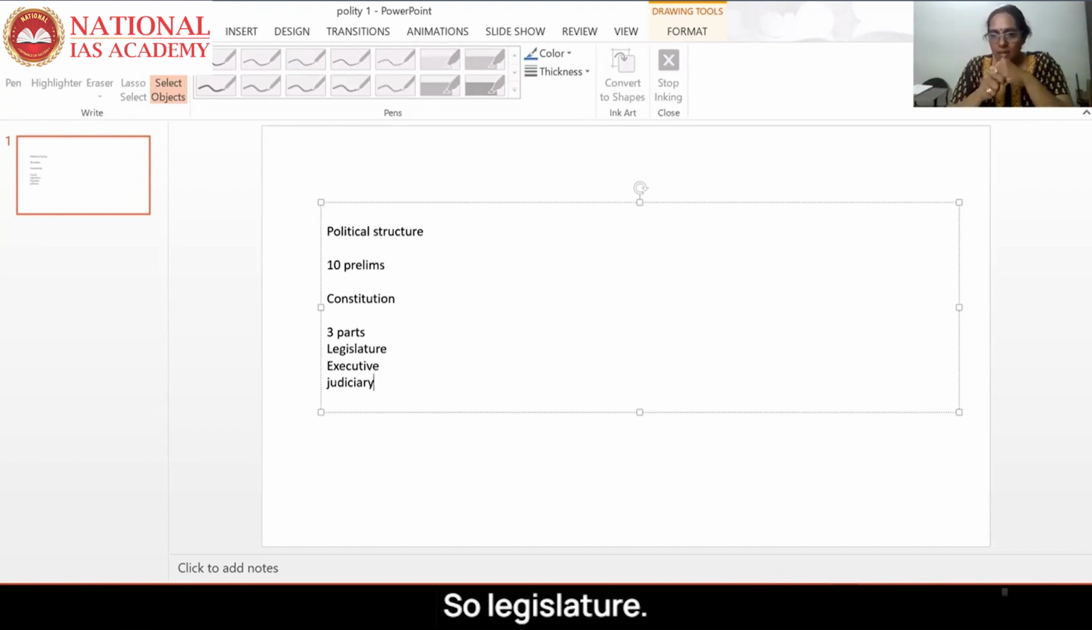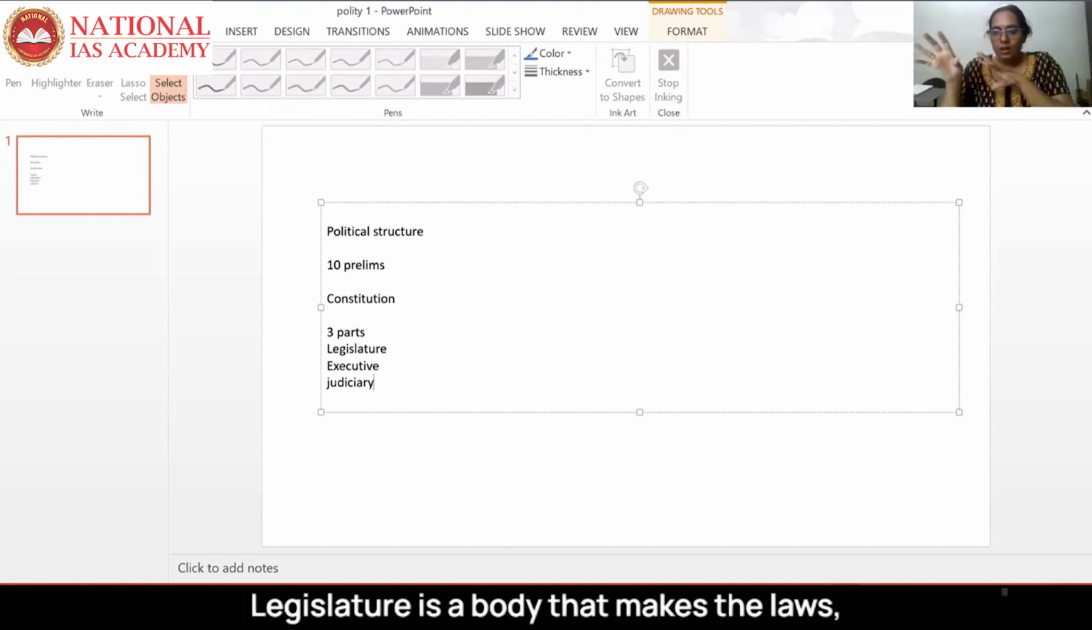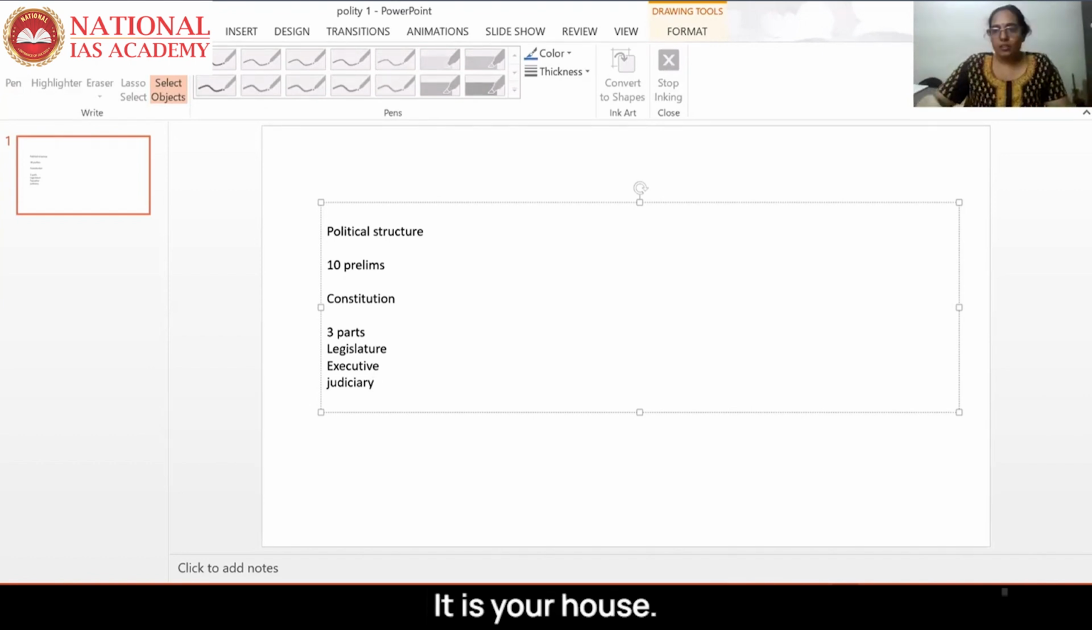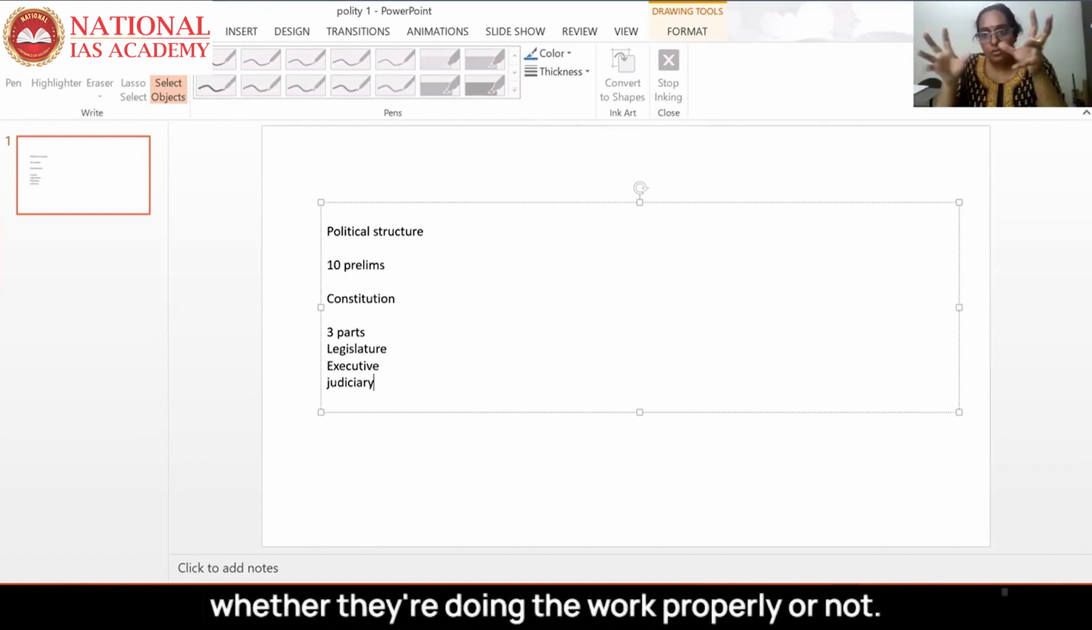So what is your legislature? Legislature is a body that makes laws. I'll take a very simple example. It is your house. Father makes the laws. Mother implements it. And judiciary is a body who sits and sees whether they are doing the work properly or not.